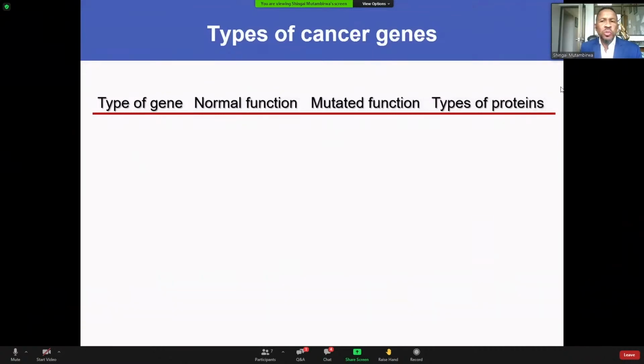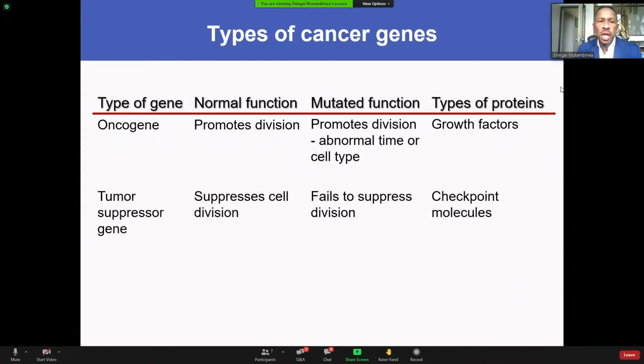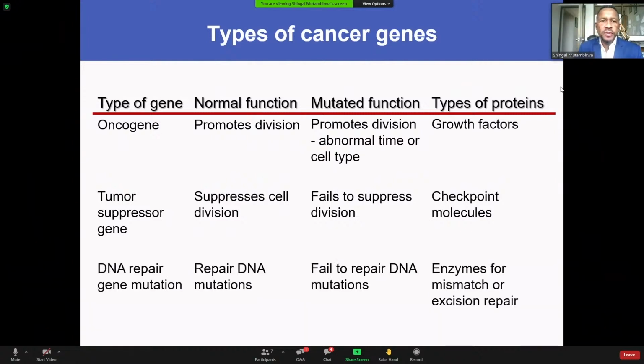And again, to make it very simple, there are only 3 types of genes that are going to affect cancer. One, oncogenes. They promote division. If you have a mutated function, it's abnormal in time or cell type, and essentially there are growth factors involved which are causing the cancer because of the oncogene. Tumor suppressor genes suppress cell division, obviously. They're checkpoint molecules, and if they fail to suppress division, you can get a cancer.